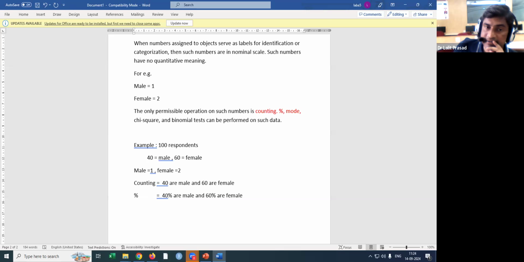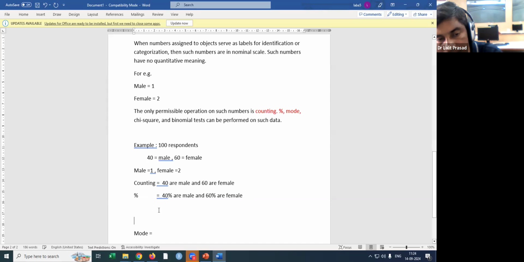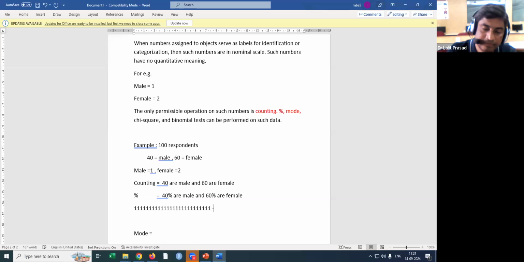Counting and percentage. The third important thing is mode. So what is the definition of mode? Tell me. The number which is occurring most of the time. Correct? So what are we doing here? So 1, how many times will it be there? Please let me know. And 2, how many times will it be there?